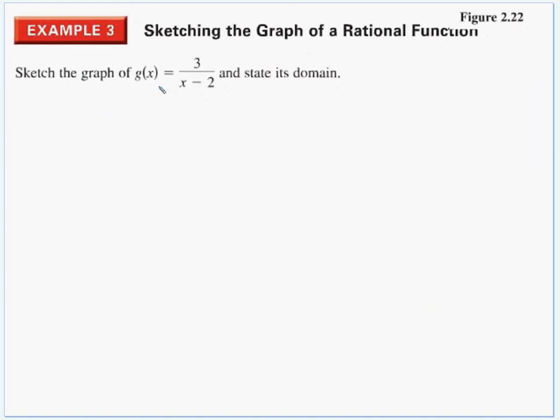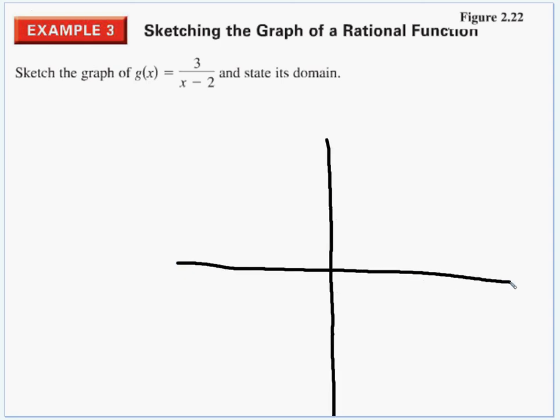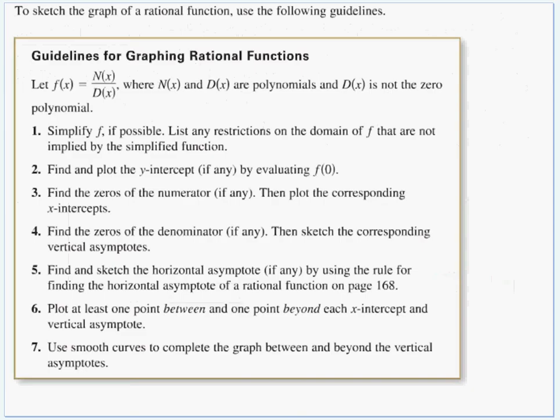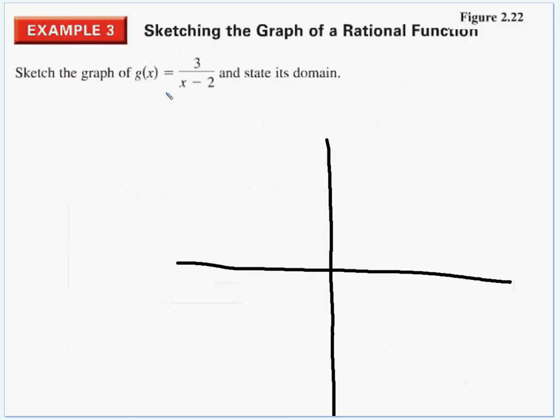Okay, now this one's not going to be too bad. I'm going to just draw an X and Y axis. We can sort of graph this as we go. Step one back here was find your y-intercept. If I plug in a 0 for x, 0 minus 2 is negative 2, so that would be negative 3/2. So I know on my y-axis, negative 1.5 is my y-intercept.